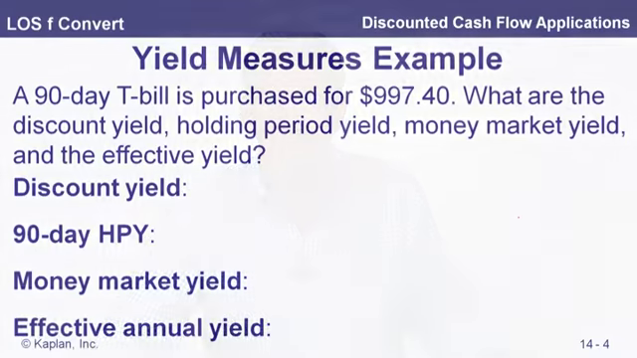So let's just go through an example of these yield measures. Make sure you've got that down well. Certainly something that's very testable on the CFA exam. A 90-day T-bill is purchased for $997.40. Again, our face value we're assuming is $1,000. What are the discount yield, the holding period yield, the money market yield, and the effective yield? Well, you can tell, if you haven't kind of memorized what those are, you'd be in pretty much trouble right now. So what is our discount yield?